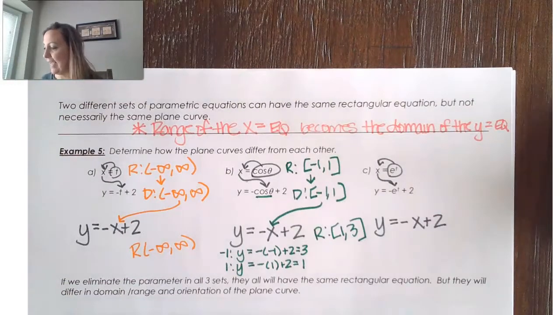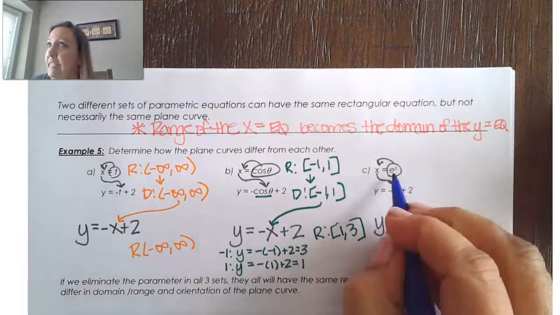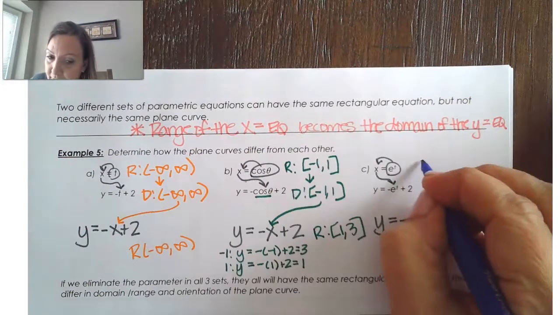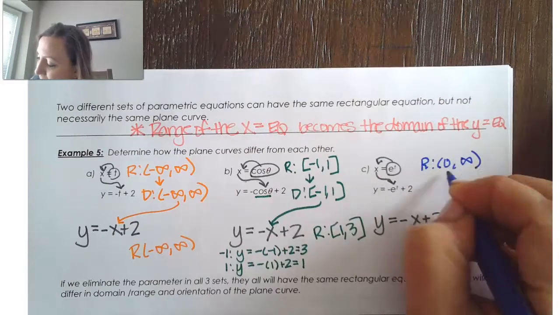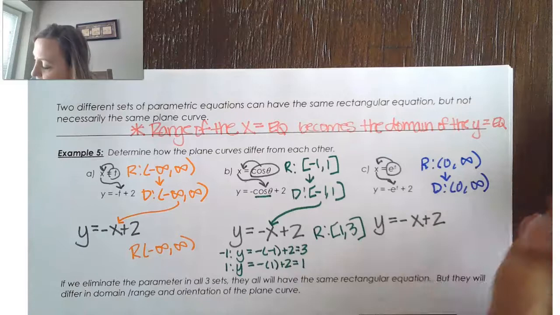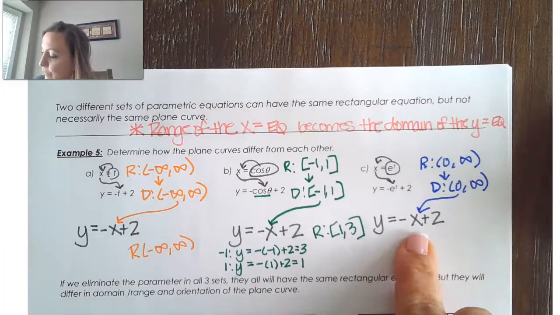And if I look at this set of equations, when I think about e to the t, remember that e to the t, this exponential equation, is going to have a range of 0 to infinity, which now means that that's the domain of this function. And so now I can only go from 0 to infinity.